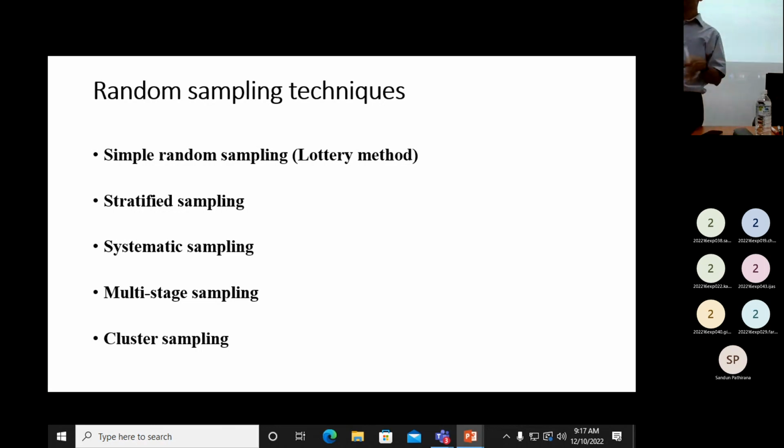You produce all the items, and you put the numbers 1 to 10,000 into a box. Then randomly select 1,000. Simple random. But the population list should be there to apply the random sampling technique, simple random sampling. Okay. Then we can go for stratified sampling.